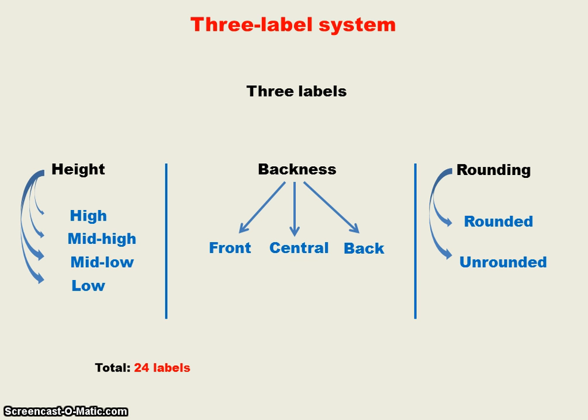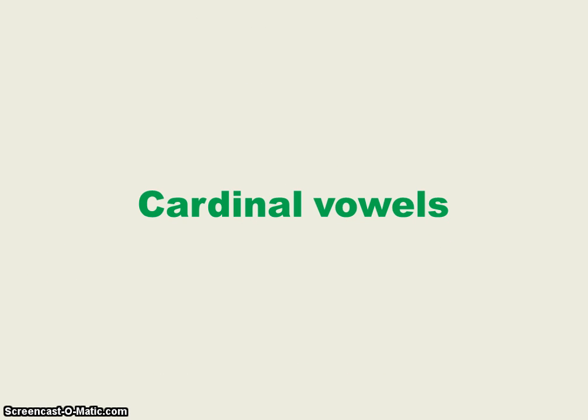This system gives us 24 labels. An example: U is described as the high, back, unrounded vowel. Another system we use in describing vowels is the cardinal vowel system.